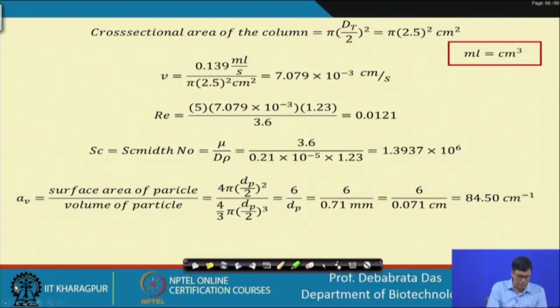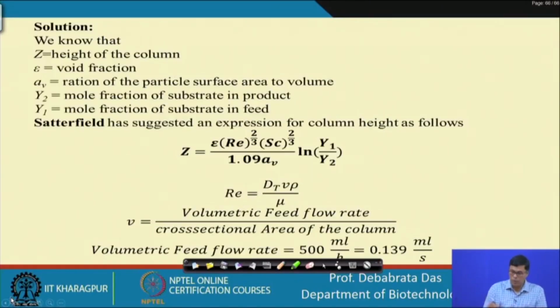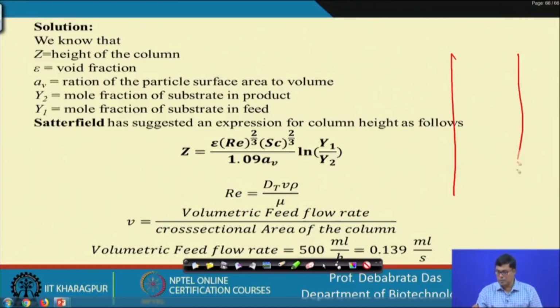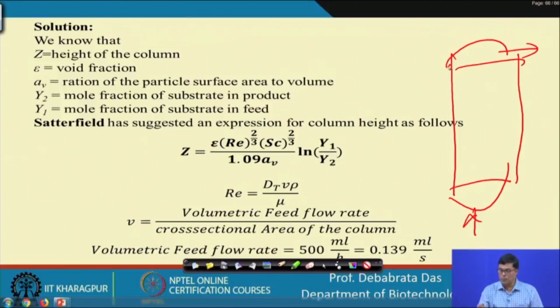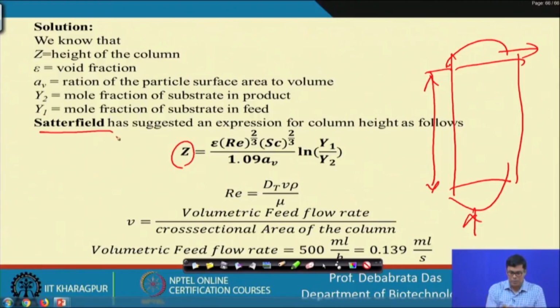The height of the column means, what I want to point out here, suppose this is the column and you want to pass the substrate here, and you have to find out what should be the height of the column to get 60% conversion of the substrate. So here we consider Z as the height, and there is the Satterfield equation that we have, where Re is the Reynolds number, Sc is the Schmidt number, Y1 is the mole fraction of the substrate in the feed, and Y2 is the mole fraction of the substrate in the outgoing stream.